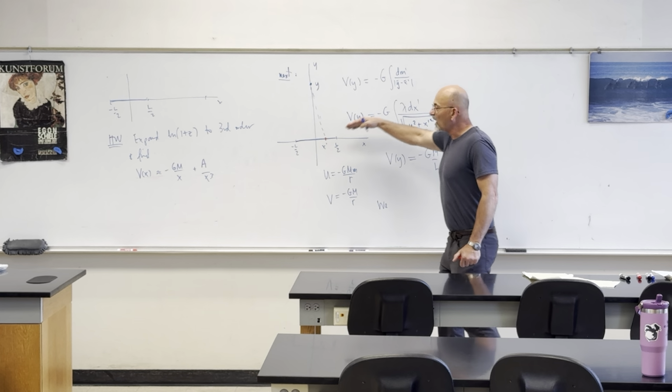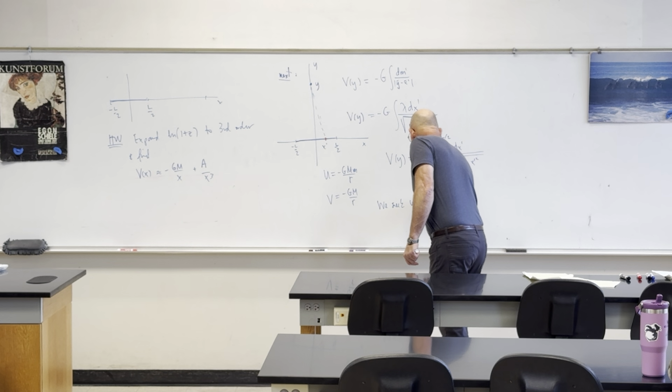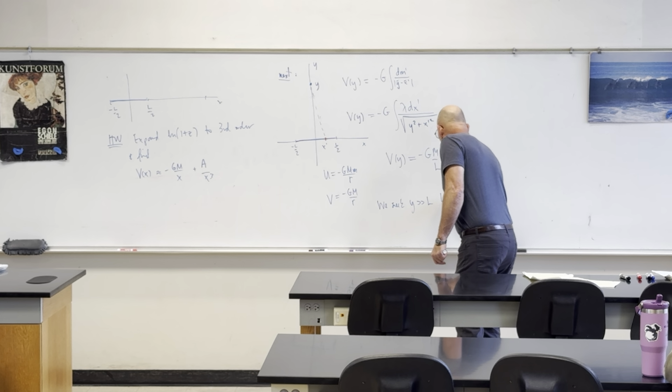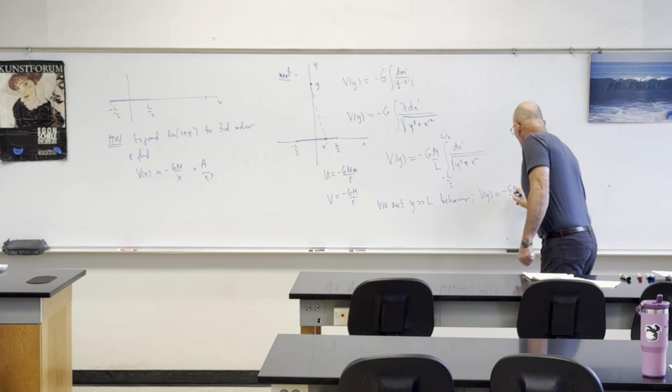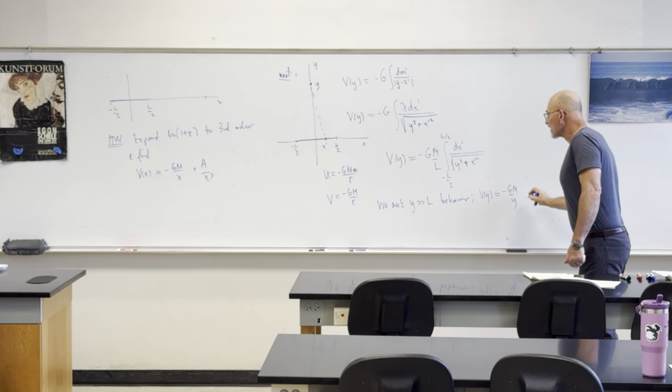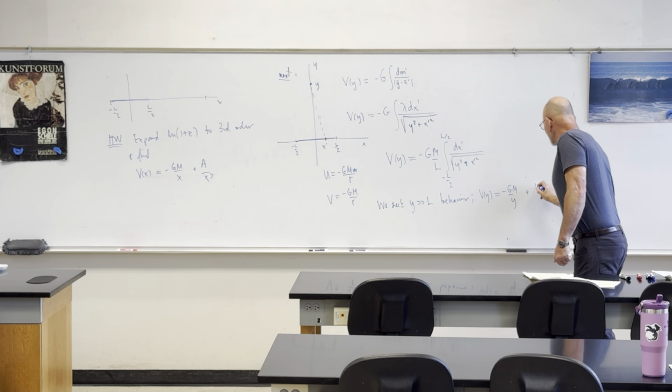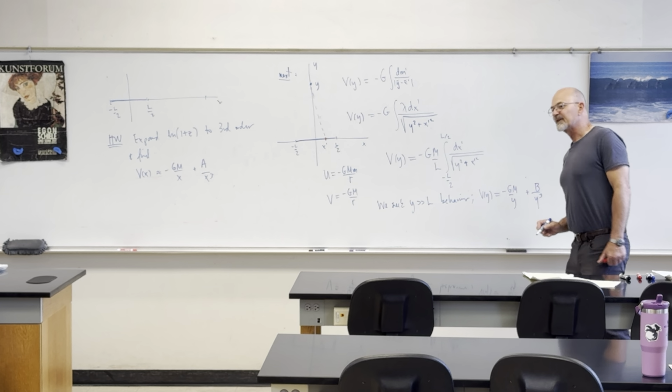So we seek y much, much greater than L behavior, we'll call it that. And we can do it by getting the exact integral and then doing some expansion, or by expanding the integrand. But in either case, we're going to find v of y is going to go as minus GM over y, and I'm going to use a different letter, plus some b over y cubed. That's going to be generic.